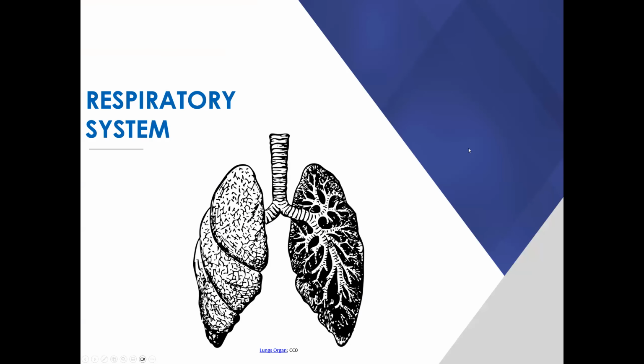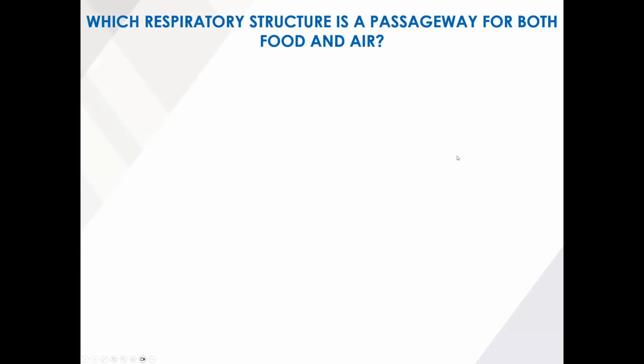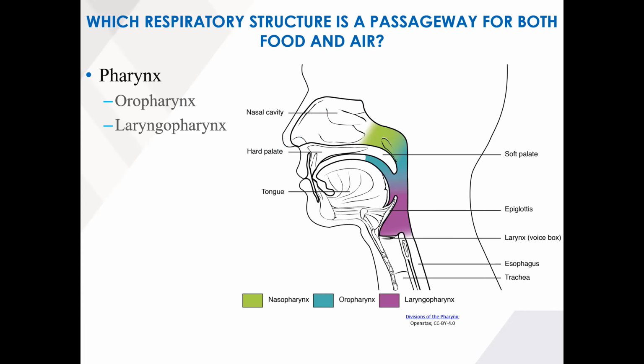All right, so respiratory system. Which respiratory structure is a passageway for both food and air? Yep, the pharynx, right? Specifically in the pharynx, it would be the oropharynx and laryngopharynx, but the pharynx in general is a good answer because it does have food and air passing through it.